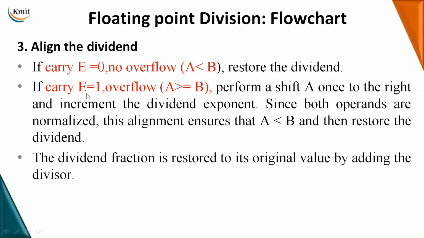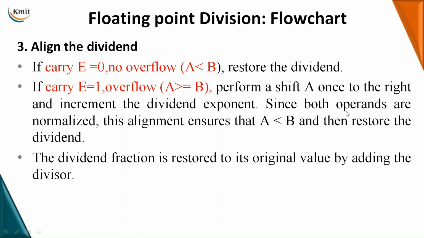So whenever there is an overflow situation in a division algorithm, in case of a floating point division, you have to align the dividend in such a way that there is no overflow situation. So how do you align the dividend is we have to perform a shift right operation on the contents of A and increment the dividend exponent. So the A stores the dividend. So you have to perform one shift right operation on the contents of A, the dividend, and you have to increment the exponent of the dividend by 1.